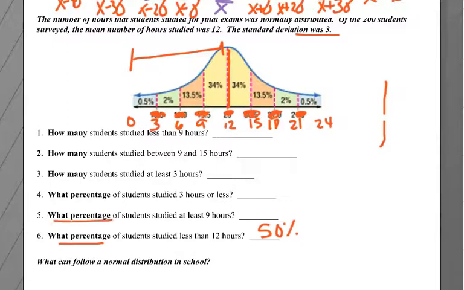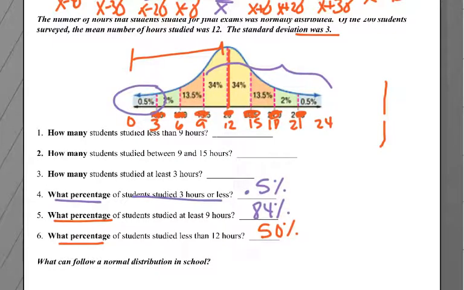What percentage studied at least 9 hours? At least 9 hours is from 9 hours and above. If I add those percentages up, I get 84%. What percentage of students studied 3 hours or less? That's my 0.5%. I'm reading those percentages right off of the bell curve.